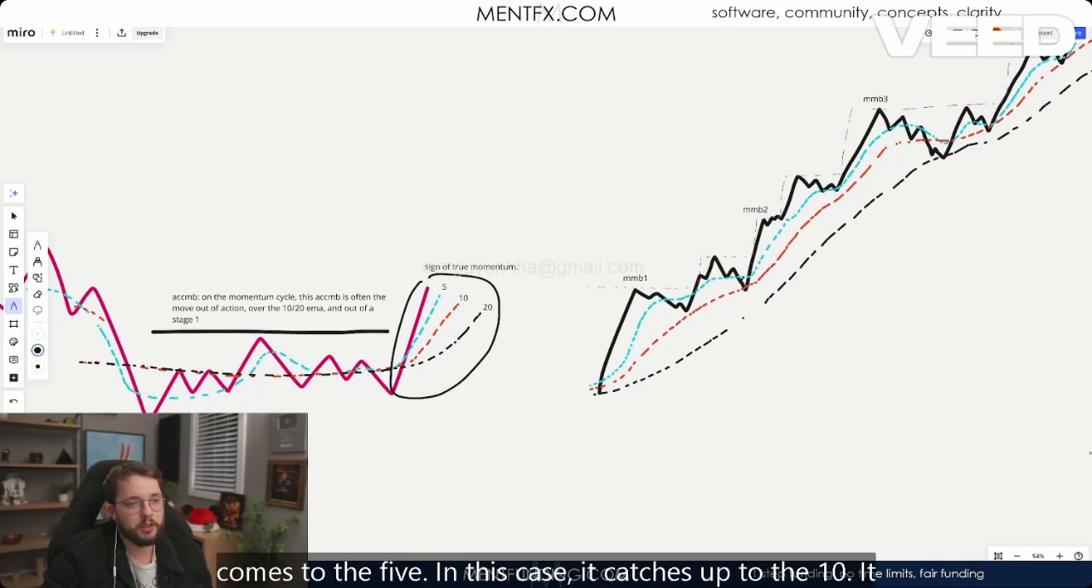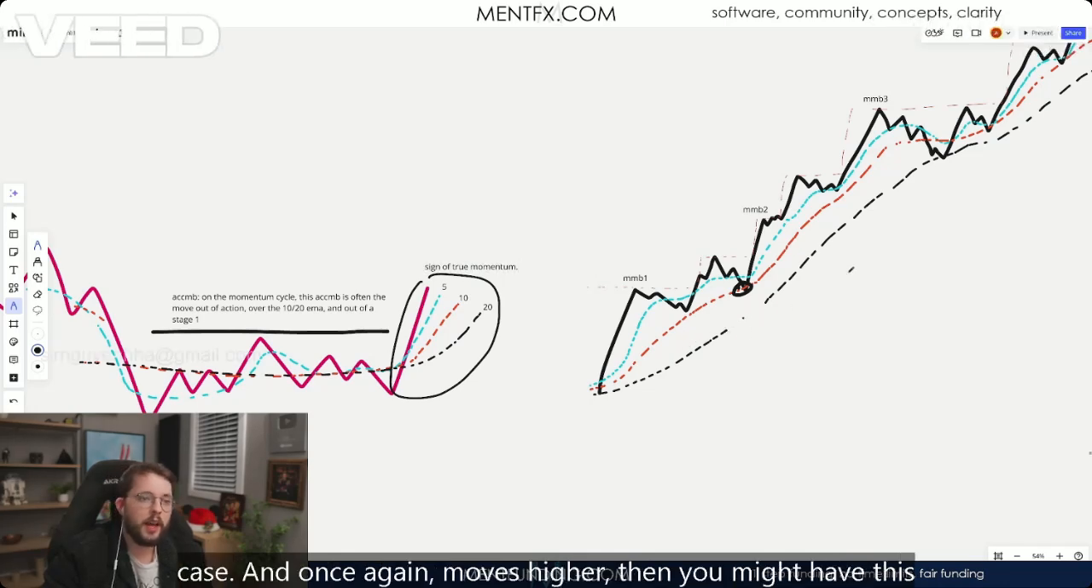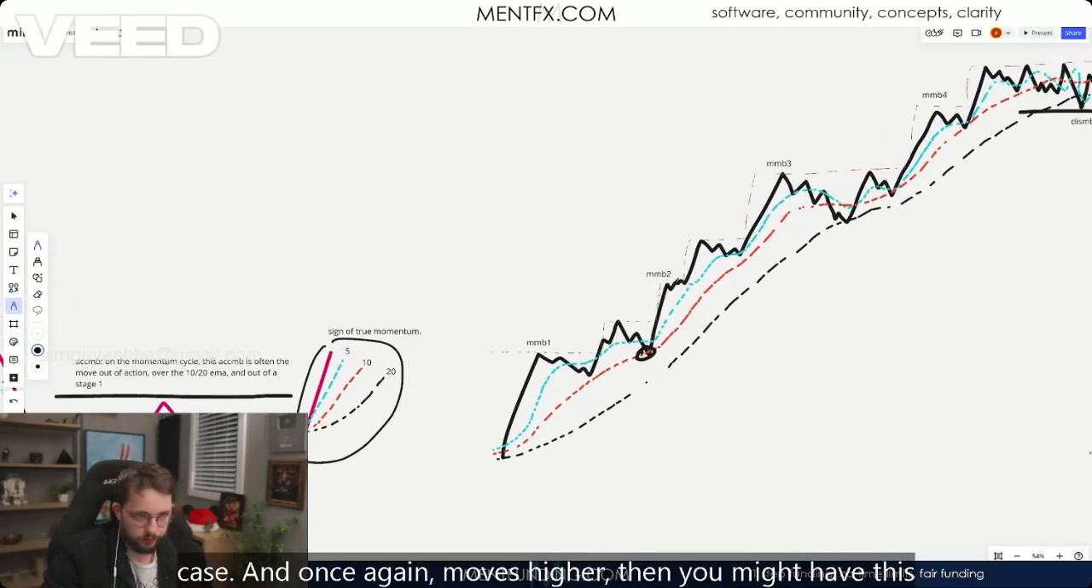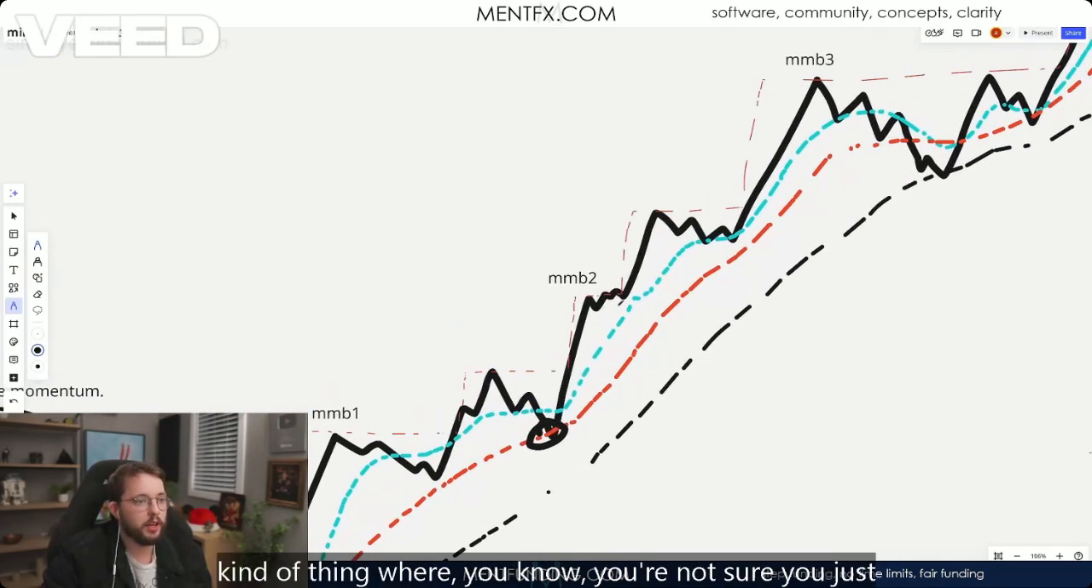As it pulls back, it comes to the 5. In this case, it catches up to the 10. It catches itself on the 10 and the rising 20 in this case, and once again moves higher. Then you might have this kind of thing where you're not sure, so you just don't do anything because it's just uncertainty. Price goes higher and then goes sideways, and finally the sideways catches up with the 5.